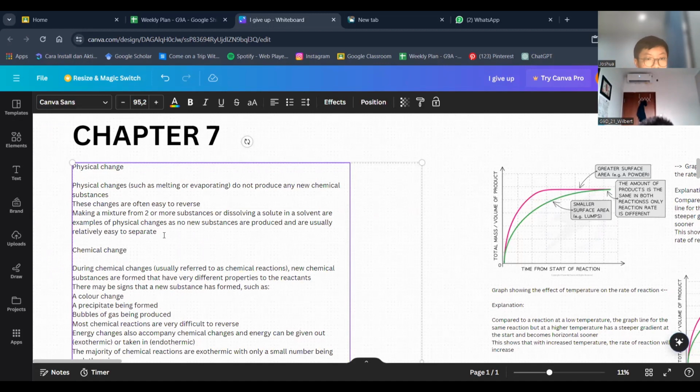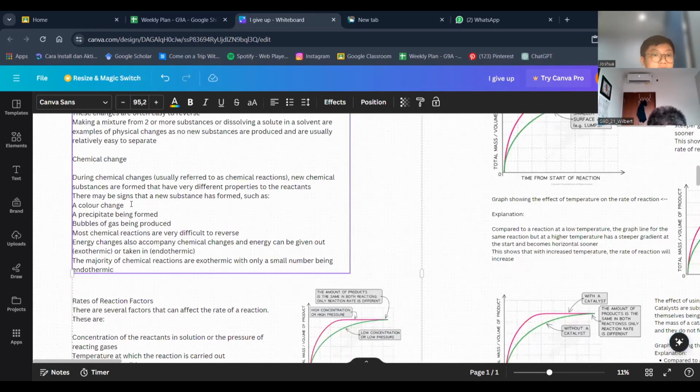Making a mixture from two or more substances, or dissolving a solute in a solvent, are examples of physical changes. For example, when you mix salt and water together and stir, the salt will dissolve, but if you heat up the solution of salt and water, the water will be separated from the salt again, and you will get back the salt you dissolved earlier.